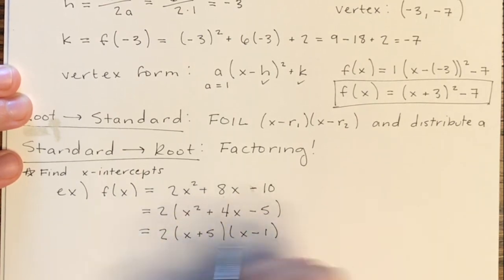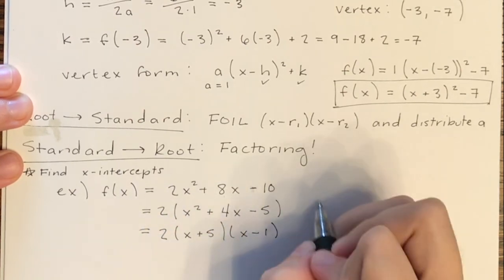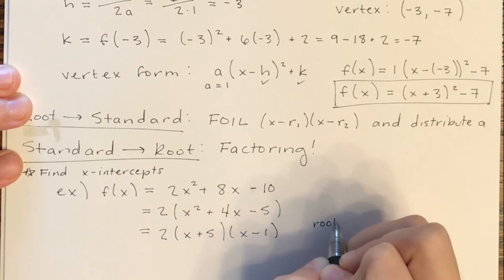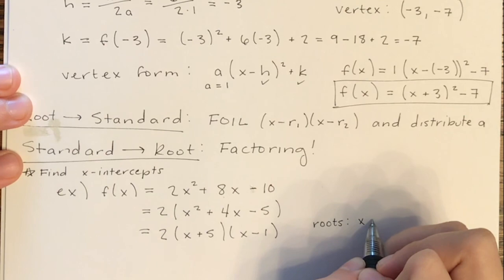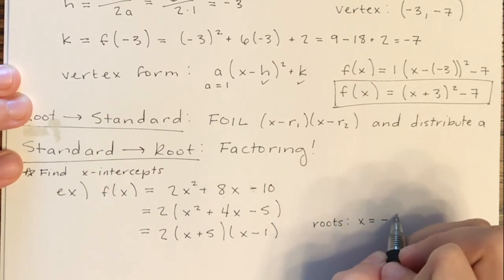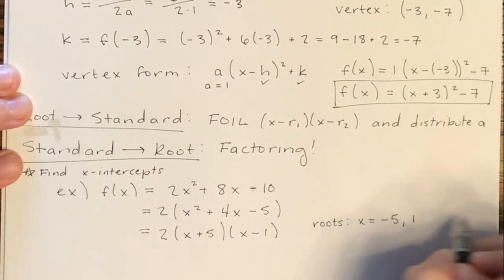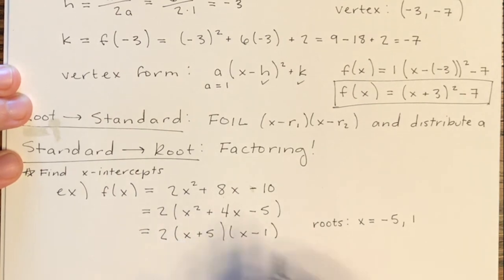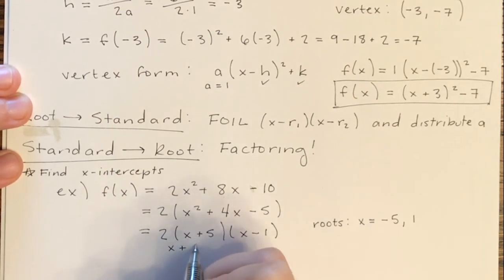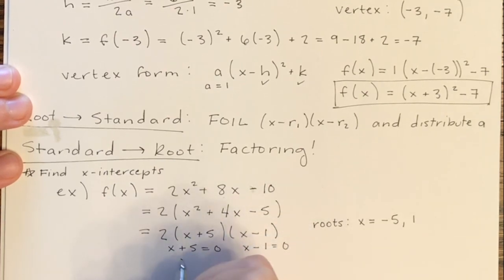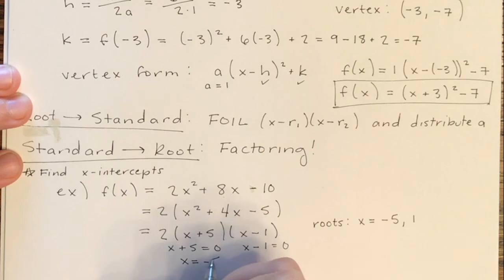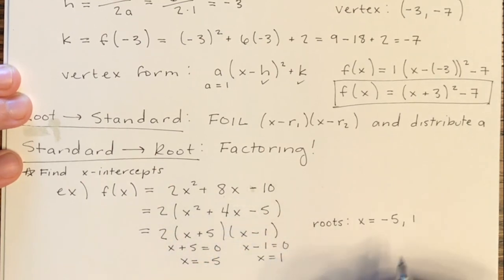This is root form, right? This is my leading coefficient. 2 is my leading coefficient, and my roots are negative 5 and 1, right? Because we have x minus our roots. We can also find them by setting them equal to 0 and solving, right? So we have x equals negative 5 and x equals 1.